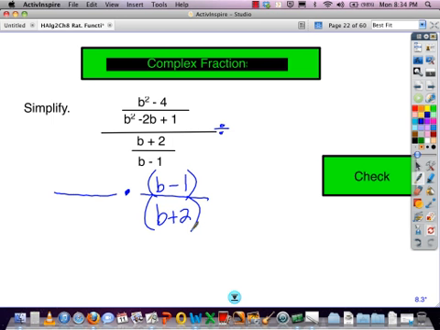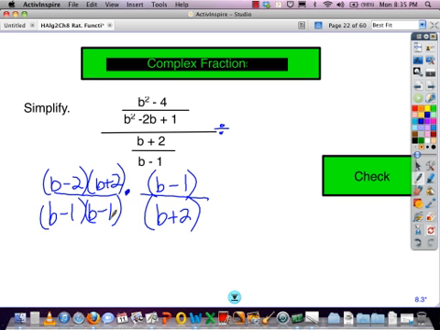So now let's just go back to that first one, finish our factoring, and we should be good to go to finish multiplying. B squared minus 4 is a difference of squares, so we're looking at b minus 2 and b plus 2. In the denominator, we need what multiplies to give me 1 that adds to give me a negative 2. I think that's an easy one for you.